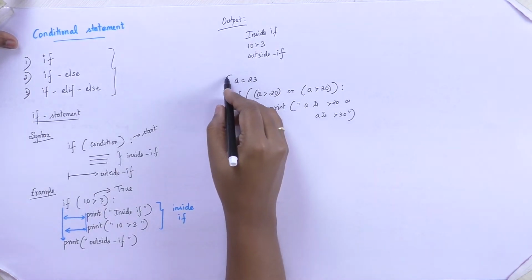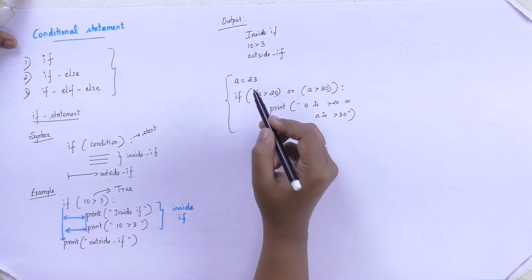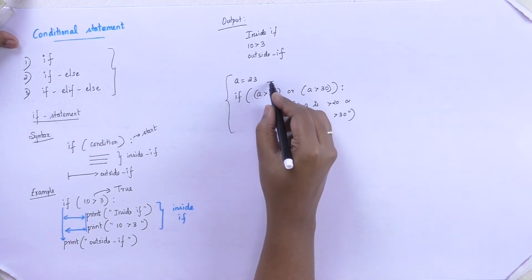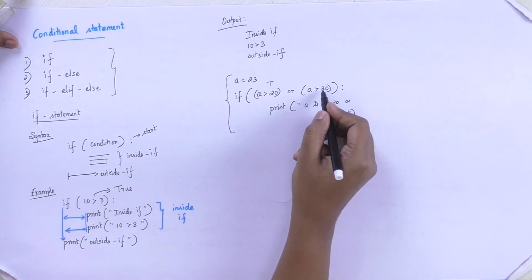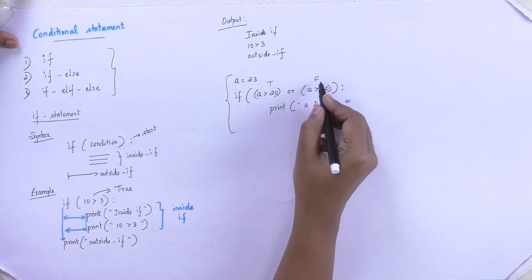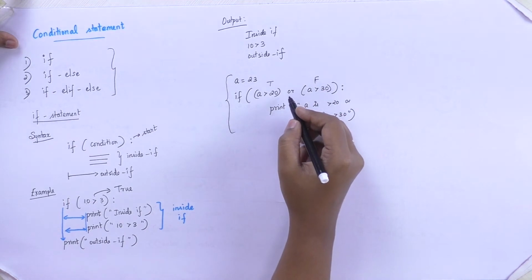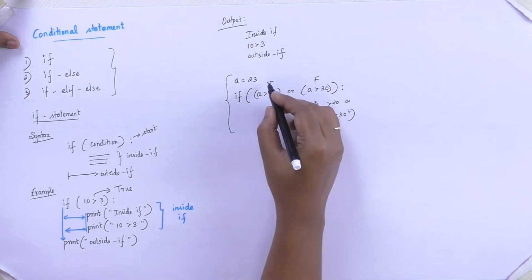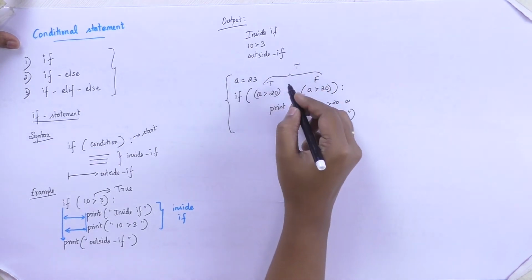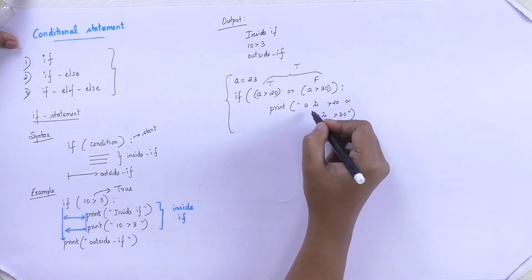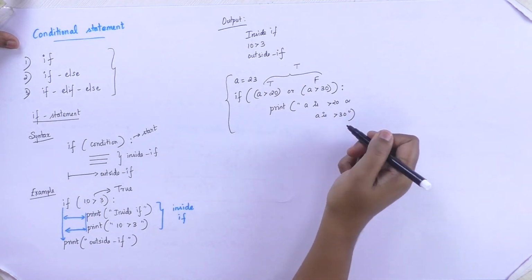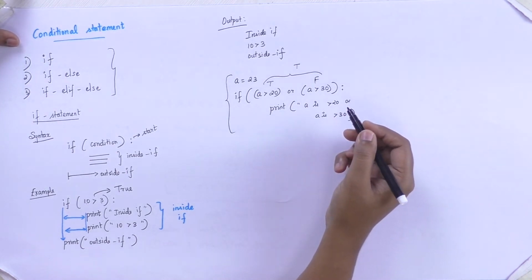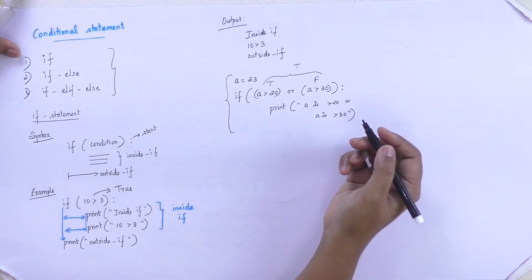When you're executing this particular code snippet, a value is 23. I will be checking whether 23 is greater than 20. Yes, it is true. And 23 is greater than 30? No, it is false. For the logical connector, when true or false, your result will be true. So the total result will be true, and you are getting inside the if block. So you will get the output "a is greater than 20 or a is greater than 30". This is how it works with multiple conditions. You can have multiple conditions with AND, OR, and NOT.